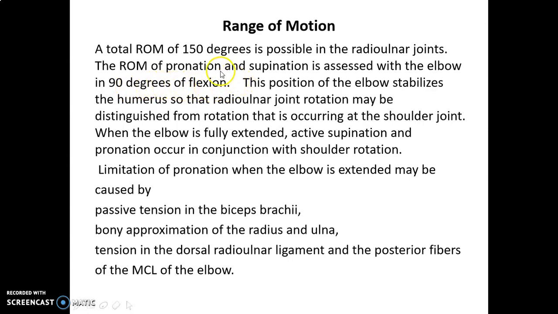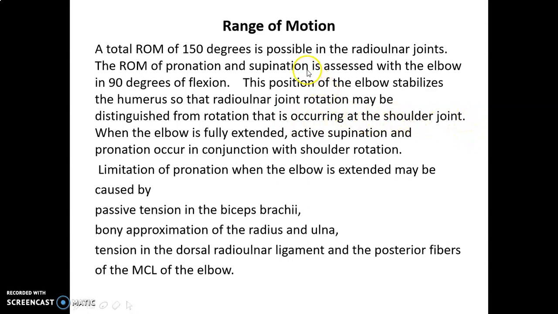Even though we are talking about supination, the axis, and even the longitudinal axis, to measure the range of motion we have to ask a person to flex the elbow to 90 degrees of flexion, and we will discuss why we have to do that. This position of the elbow stabilizes the humerus so that radioulnar joint rotation may be distinguished from the rotation that is occurring at the shoulder joint.